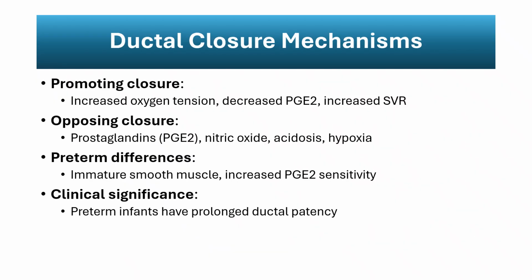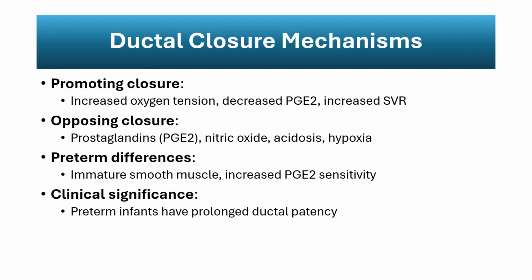The ductus arteriosus closes because the balance of constricting and relaxing influences shifts after birth. Oxygen is the main driver. As arterial oxygen tension rises with lung expansion, the ductal smooth muscle constricts. At the same time, the source of prostaglandin E2 is removed when the placenta is clamped, and systemic vascular resistance rises, both favoring closure. Several factors oppose this process. Persistent prostaglandin production, nitric oxide, acidosis, or hypoxia can all relax the ductal muscle. These conditions explain why sick newborns or those with ongoing hypoxemia often have delayed closure.